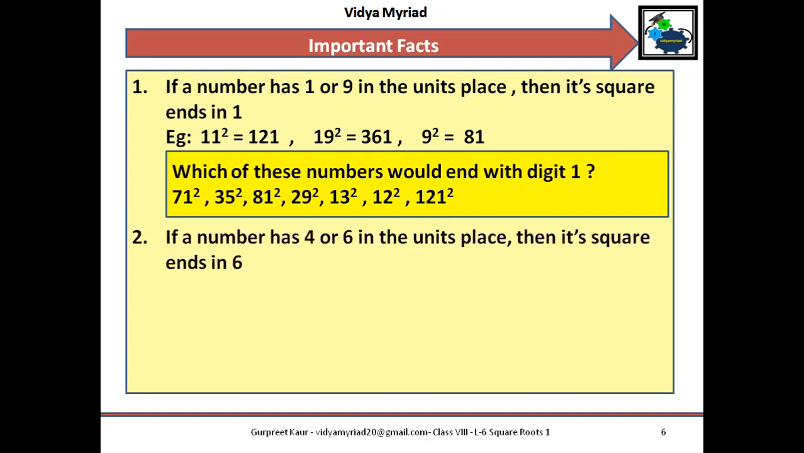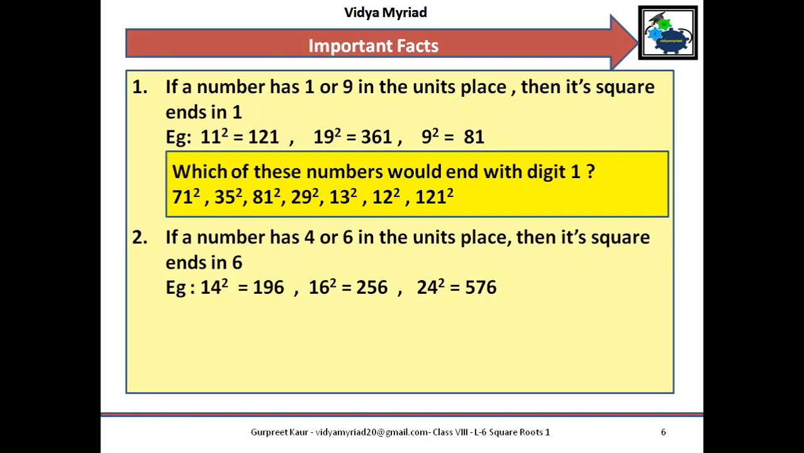Next, if a number has 4 or 6 in the units place, then its square ends in 6. How? If I say 4, 4 into 4 is 16, so definitely at its units place will come 6. 6 into 6 is 36, again the units place is 6. Whatever that number is, whether it is 1 digit, 2 digit, 3 digit, 4 digit, any number, if at its units place it is 4 or 6, your square number will end in 6. So with that also you can get an idea.